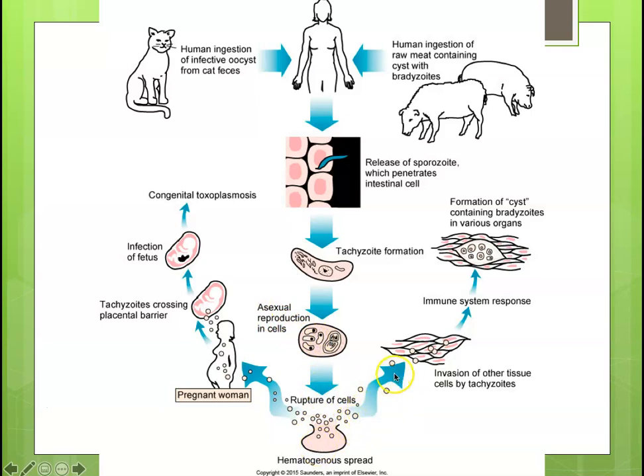Now, the tachyzoites can go and invade other cells, other organs, and the immune system can respond by forming that cyst around the tachyzoites, in which case they now become bradyzoites. Or if it's a pregnant woman that has tachyzoites, she could pass the tachyzoites across to baby, resulting in congenital toxoplasmosis.